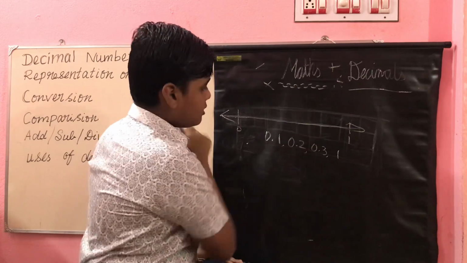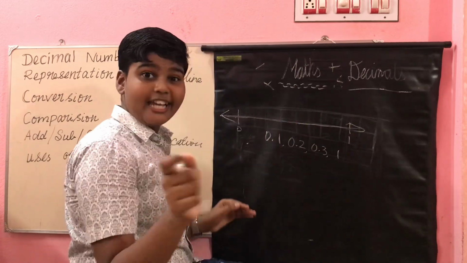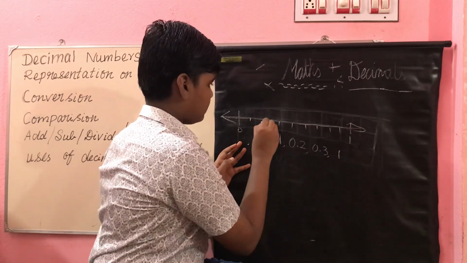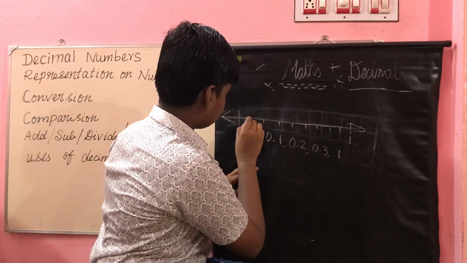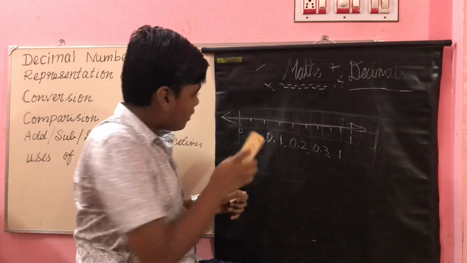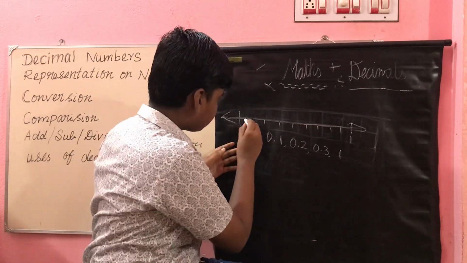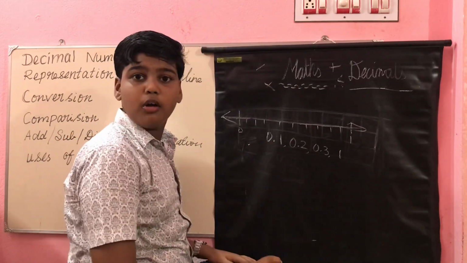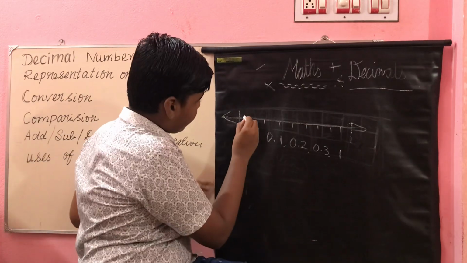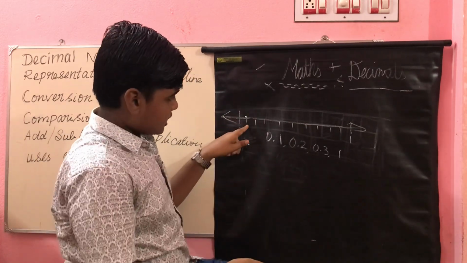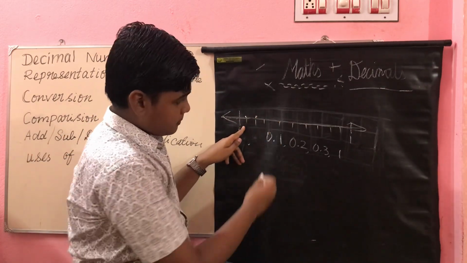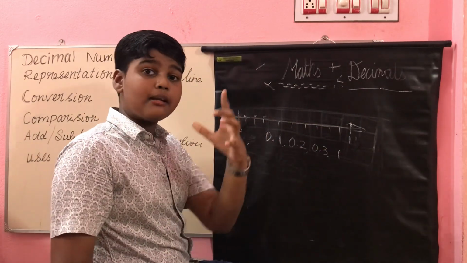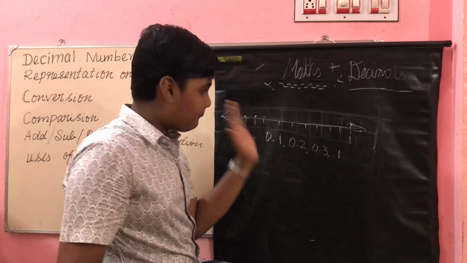So 0, 1. So now we need to divide this into 10 parts. So here are about 10 parts. So how can I represent the 0.1? So the 0.1 will be here. This is 0.1, 0.2, 0.3 and 1 is here. So this is how we used to represent our decimal numbers on these type of number lines.